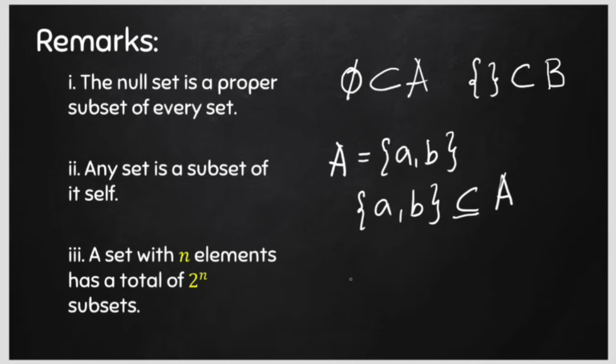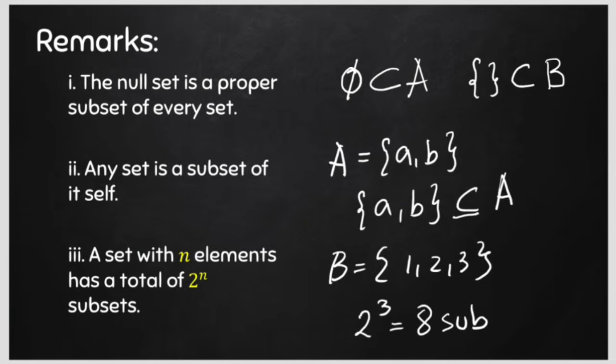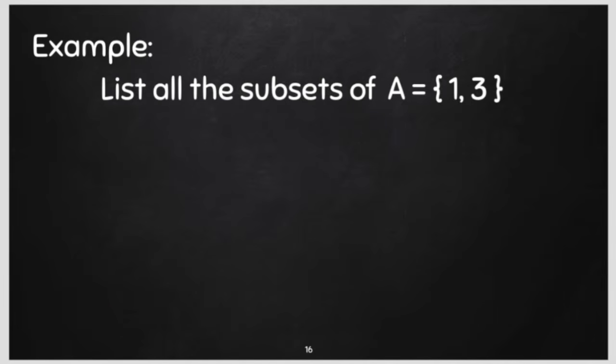Okay, so if you have a set with 3 elements, like this one, then we'd expect that the total subsets of B would be 2 to the 3rd power, so that's 8 subsets. So later on, when we list them down, at least we know how many subsets we need. So let's take, for example, list all the subsets of A = {1, 3}. Since there are only 2 elements, we'd expect that we have 4 subsets.